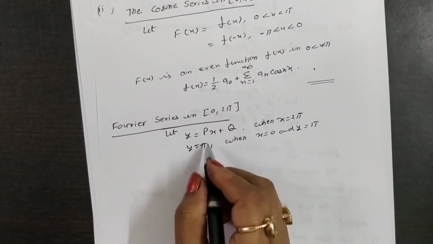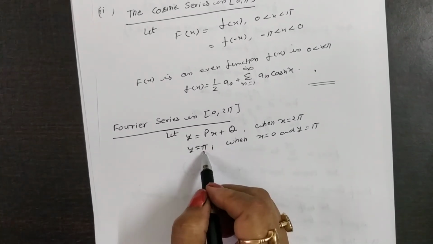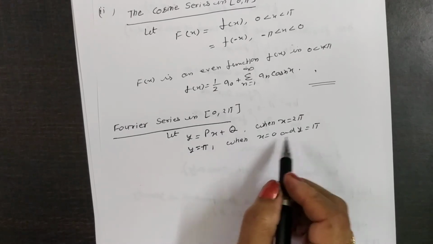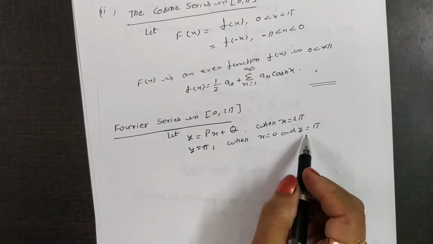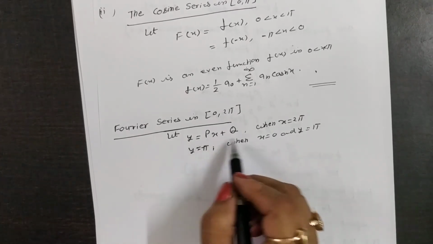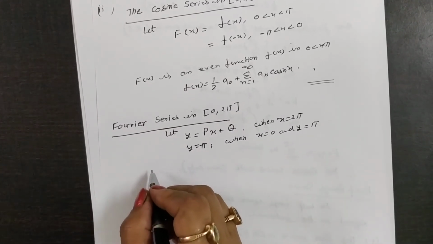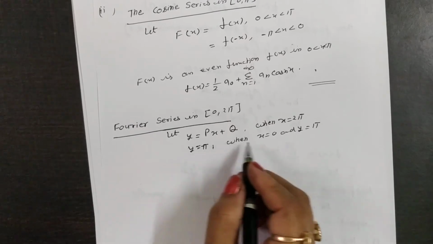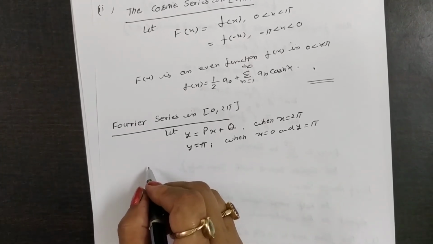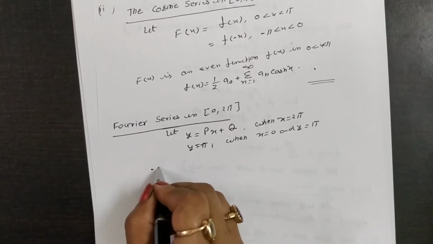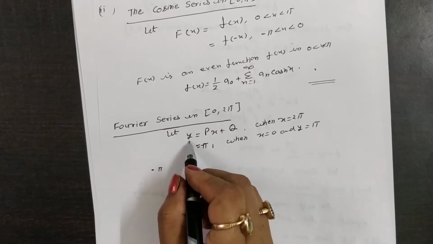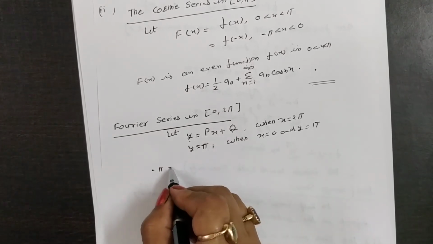Therefore, from here you substitute: y is minus pi, x is equal to 0. Then y is equal to pi, you see here, and also from this, so you get y is equal to minus pi, so minus pi is equal to q.